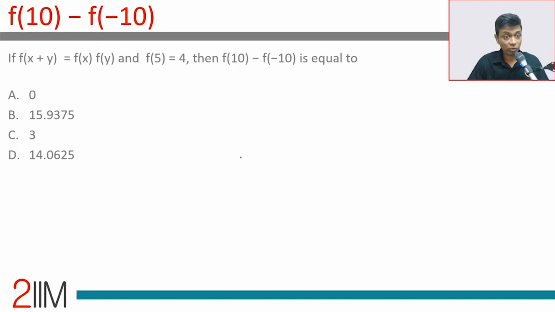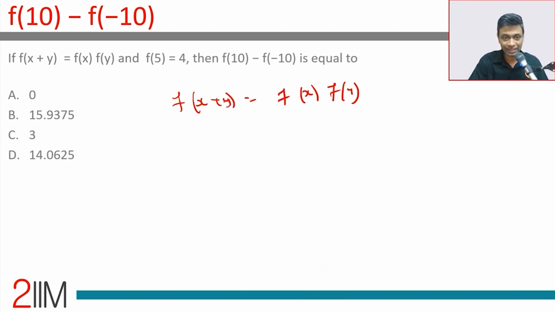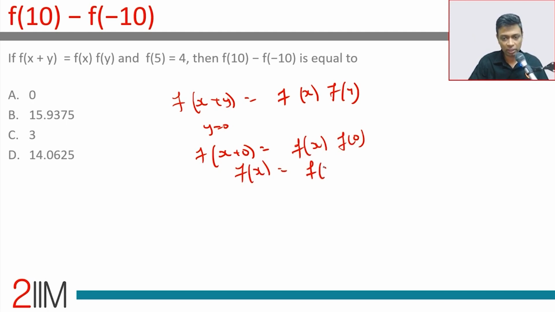f of x plus y is f of x into f of y and f of 5 is 4. What is f of 10 minus f of minus 10 equal to? In all these questions, f of x plus y is f of x into f of y. Put y equal to 0. f of x plus 0 is f of x into f of 0. f of x is f of x into f of 0. Wonderful. Or f of 0 is 1, assuming f of x is not 0.